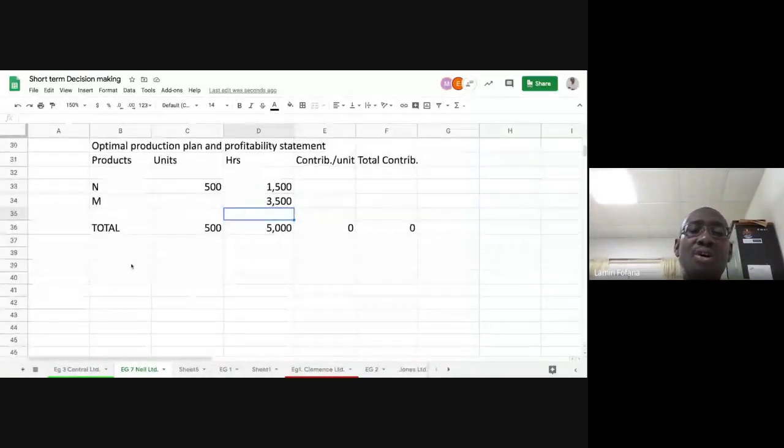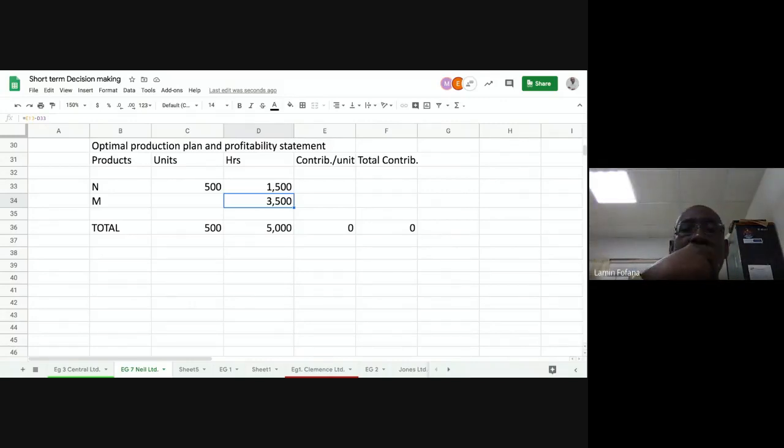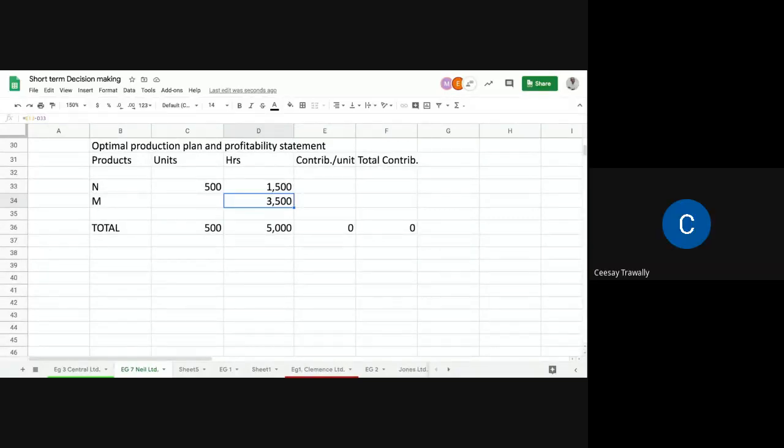So now we have only 3,500 hours available for M. How many units would that be for M? We are trying to work backwards now a bit. How many units will that be for M? I think it's 437.5.